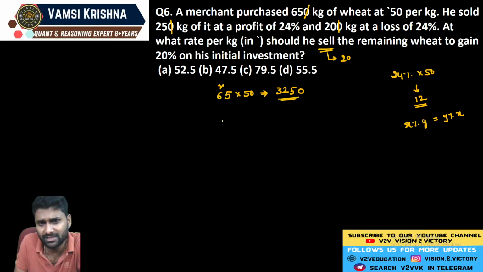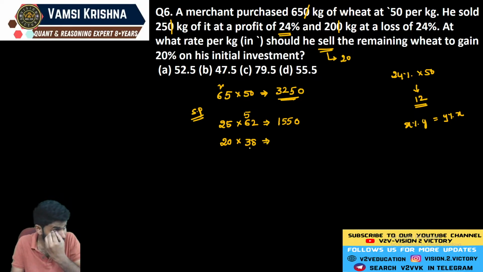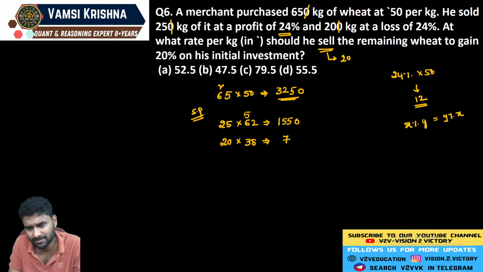Now he sold 25 kg at a profit of 24%. Now see here, the price is exactly equal to 62. Now 25 × 2 is 50, 25 × 6 is 150, so 1550. So it's dealing with the selling price. Remember that. The next one: the remaining 20 kg at a loss of 24%. So it's a loss of 12 rupees out of 50. Now they are going to sell for 38. So 38 multiplied by 20 is exactly equal to 760.